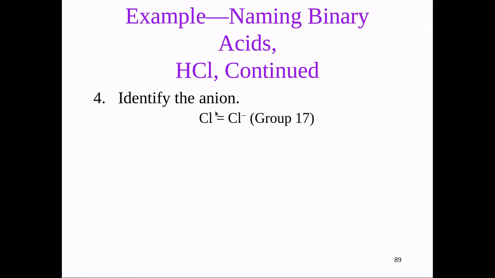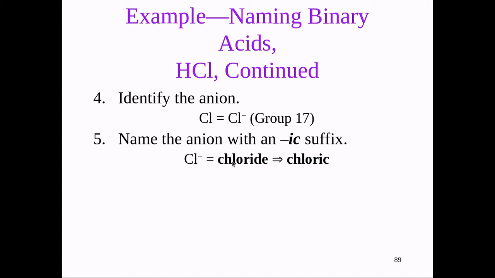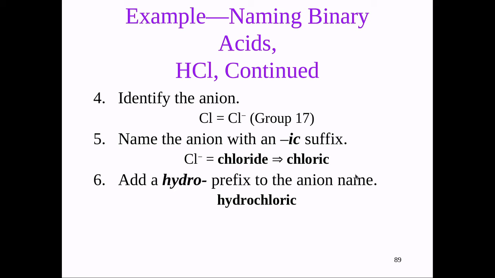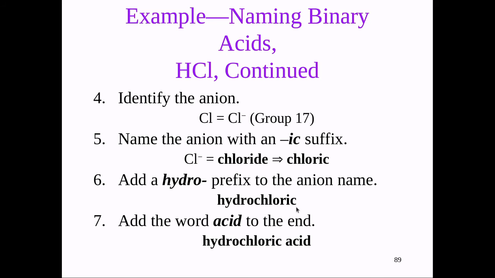First, we're going to identify the anion. We know that this Cl here is going to be Cl minus because it's in group 17. We're going to change the chloride here to chloric. And we're going to add the hydro prefix, hydrochloric. And finally, we put the word acid at the end, so we have hydrochloric acid.